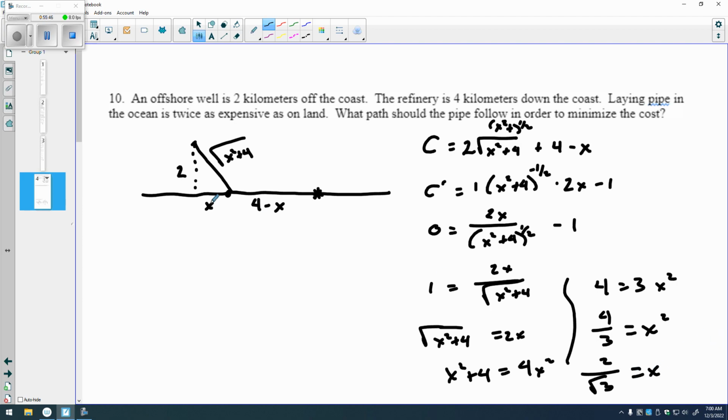Okay, what does that mean? So I want to shoot for a point that is 2 divided by square root of 3 units or kilometers down the beach. And then this is going to be whatever's left. Okay, what path should they follow? That right there. Shoot for a point that is 2 over the square root of 3 down the beach from straight offshore.